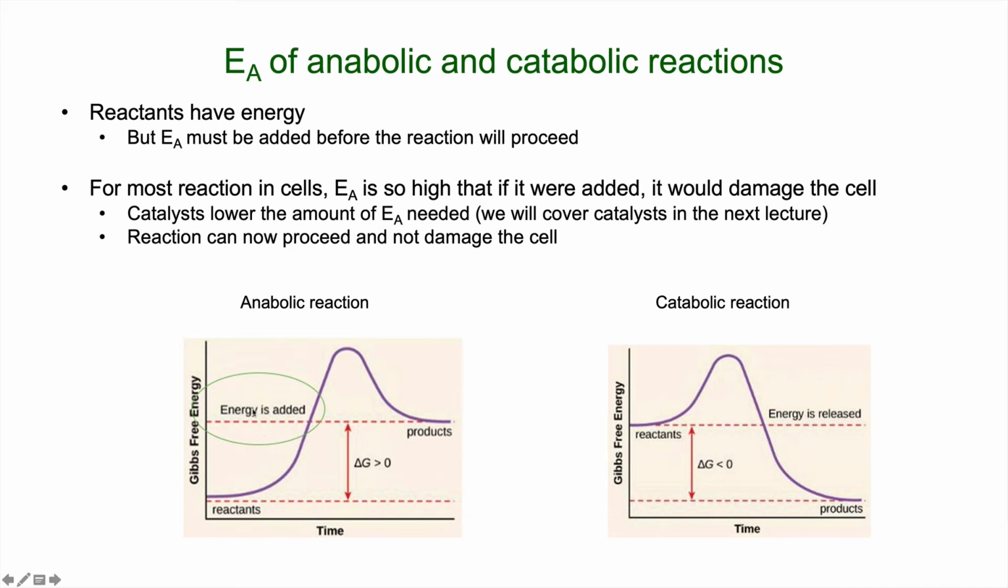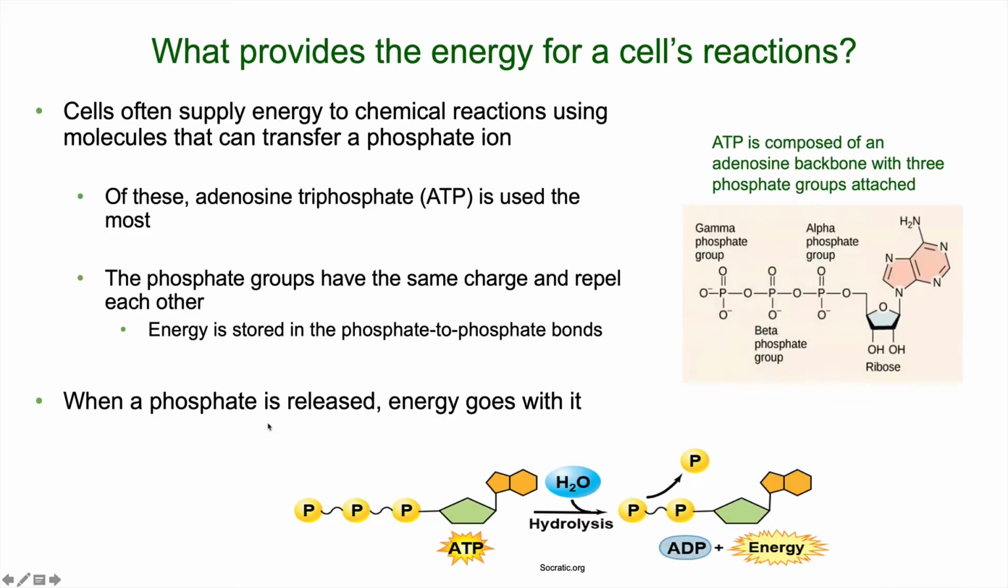But let's talk a little bit about this energy that's been added. Okay, where are we going to get that energy? Well, there are a variety of molecules in cells that shuttle energy from one place to another. Okay, and one of these, probably the most important, is the molecule adenosine triphosphate, or ATP. And molecules that transport energy often do it by giving up a phosphate ion.